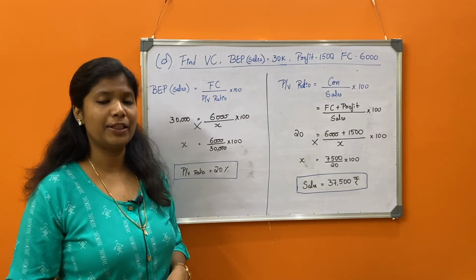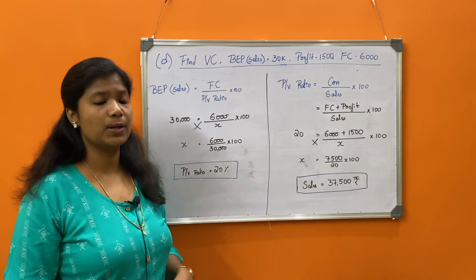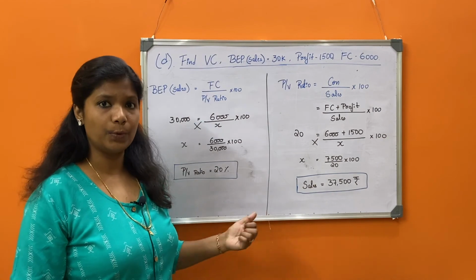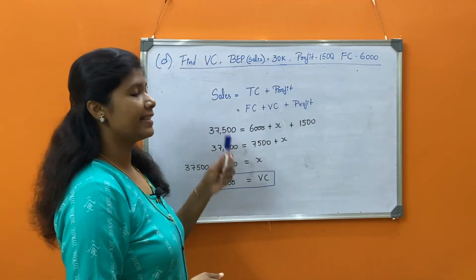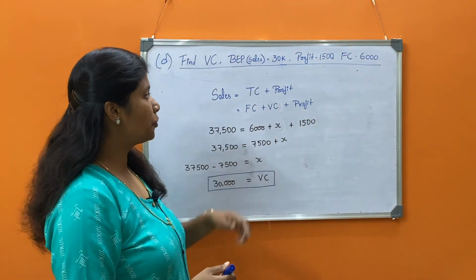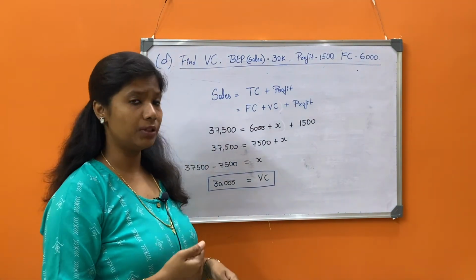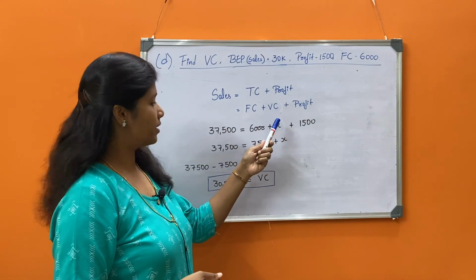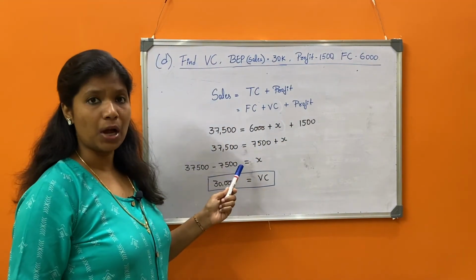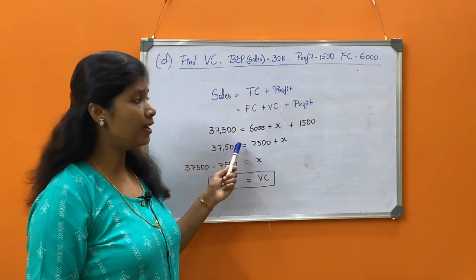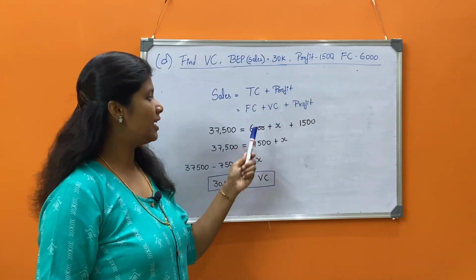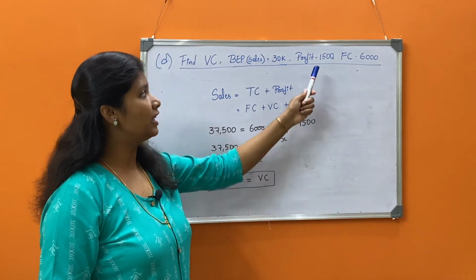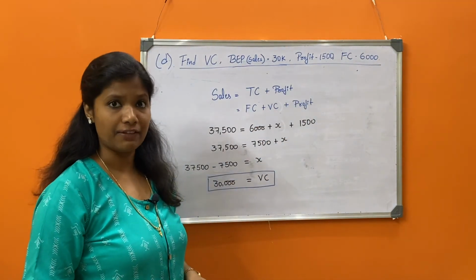Now we can implement the original formula. Sales equals what? Total cost plus profit. We'll find out variable cost. So as I told earlier, how do we derive total cost? Fixed cost plus variable cost. Sales, we just found out, that is 37,500. Fixed cost given in the question is 6,000, and variable cost we need to find out. Profit given in the question is 1,500.